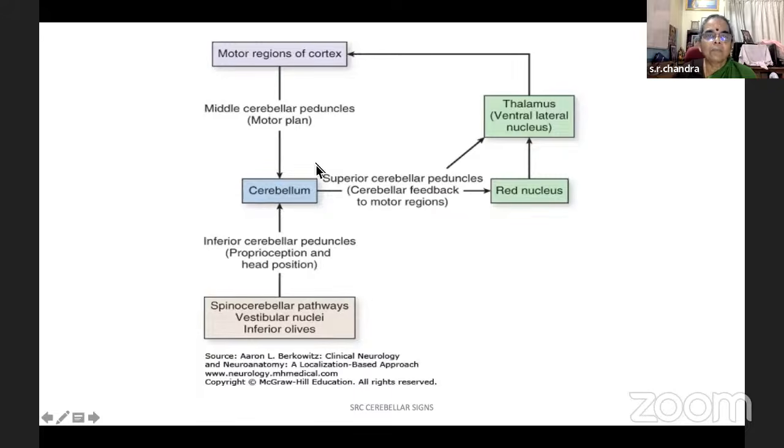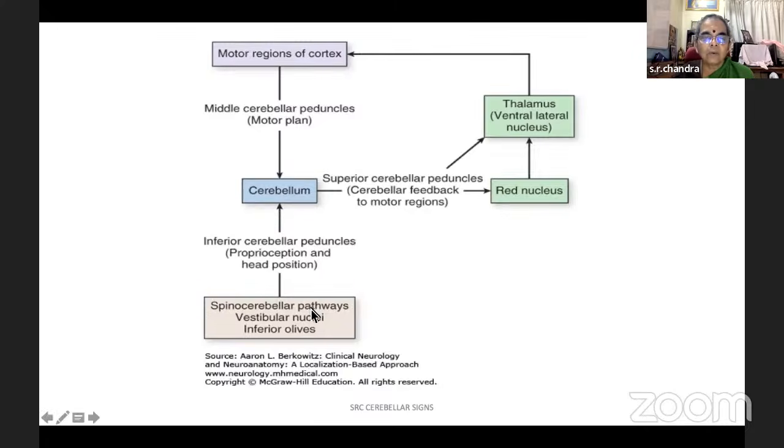For that, we have the peduncles. One is the middle cerebellar peduncle, which carries information from the cortex through the cortico-pontocerebellar fibers to the cerebellum. And this is the inferior cerebellar peduncle, which carries fibers telling the cerebellum where the body is in space. Just now I told you that we should know where your body is in space and what the brain wants the body to do. These two things.